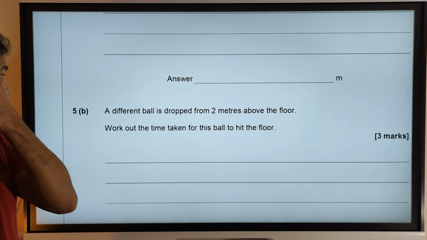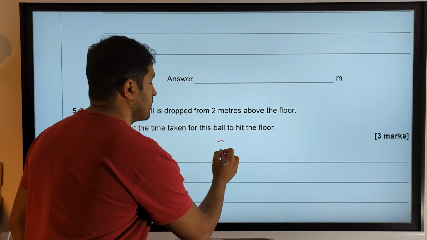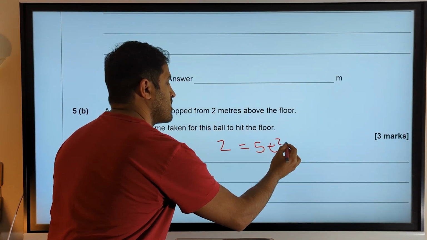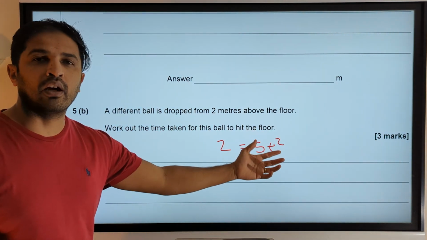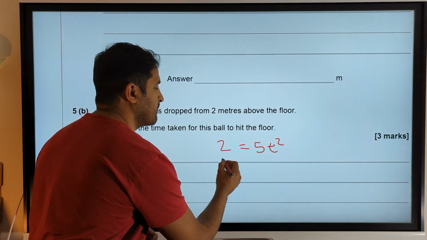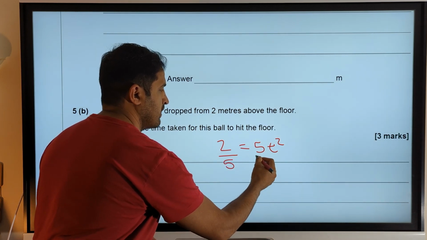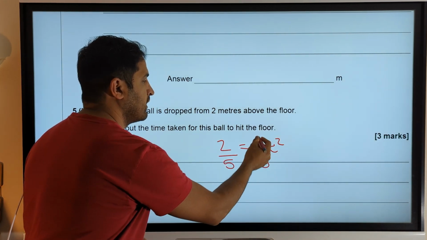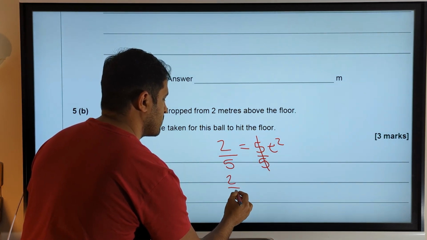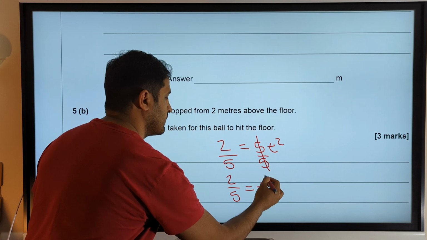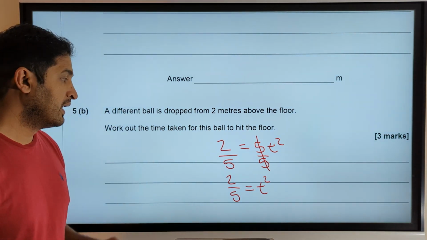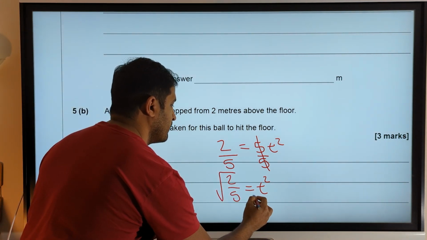Second part, if it's released from 2 meters, so we know s is 2, and we need to work out what t is. Okay. So again, making t the subject. Okay, rearranging it for t. So trying to work out what t is. So divide both sides by 5. So 2/5. 5 divided by 5 is 1. So we get 2/5 is equal to t squared. If I want to get rid of the square, I need to square root both sides. So we're going to square root both sides.